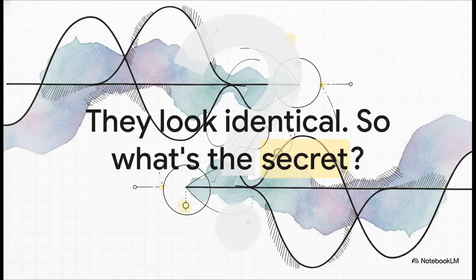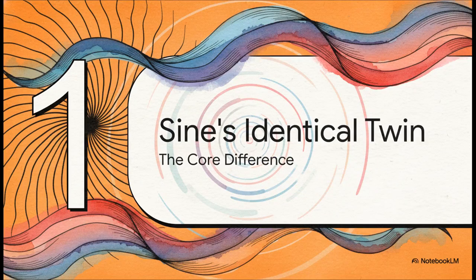I mean, just look at them. It's the exact same beautiful flowing curve. So what gives? If they're identical twins, what's the secret? Why would we have two different names for what looks like the exact same thing? Well, that's the mystery we're going to crack today. And the answer, you'll see, starts by going right back to the very beginning, to the one fundamental difference that sets these two functions apart.